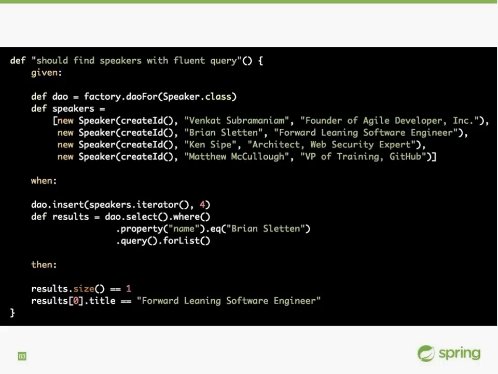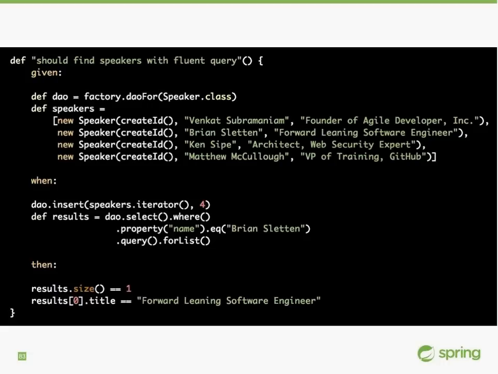So then, based on our data set and our query, we expect the size of the result set to be 1, and we expect the title associated with the one result in that list to be Ford Lean Software Engineer, which matches up with our expectation. And so this is kind of the Hibernate criteria style query, and that allows us to use a fluent interface in Java itself.